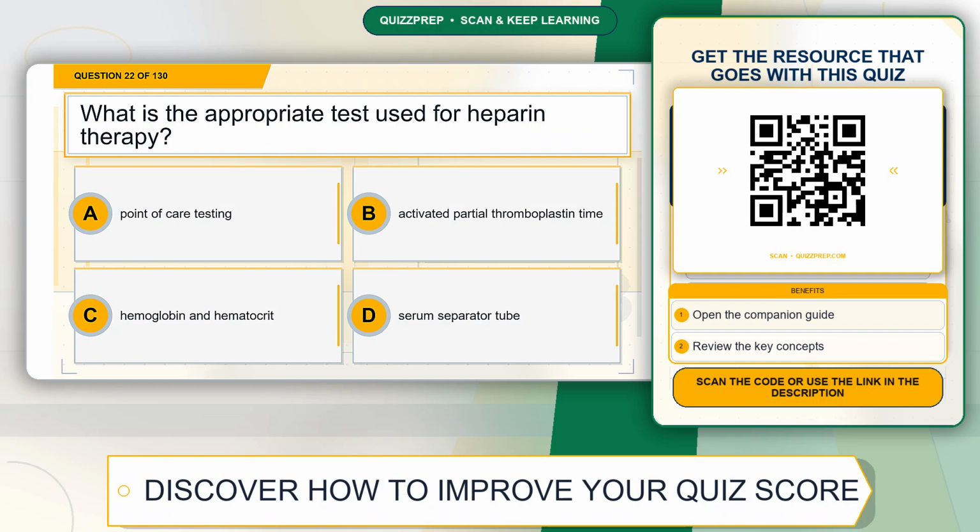Question 22. What is the appropriate test used for heparin therapy? Option A, point-of-care testing. Option B, activated partial thromboplastin time. Option C, hemoglobin and hematocrit.